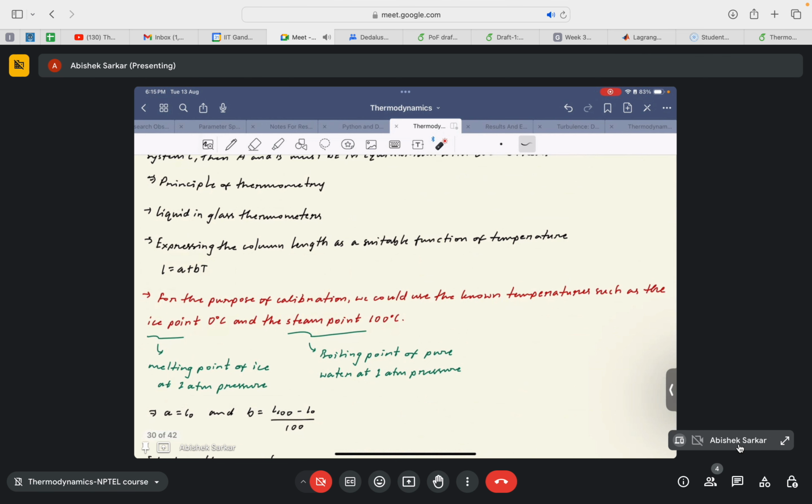I hope it is clear how we calibrate the thermometer by knowing the length of the liquid column at two known temperatures. I hope it is clear. You can just write yes or no, or just say yes or no.